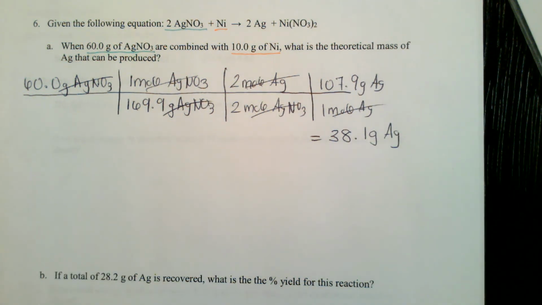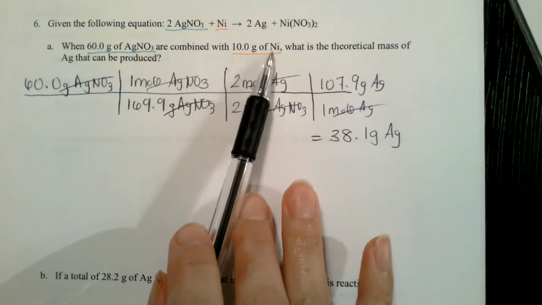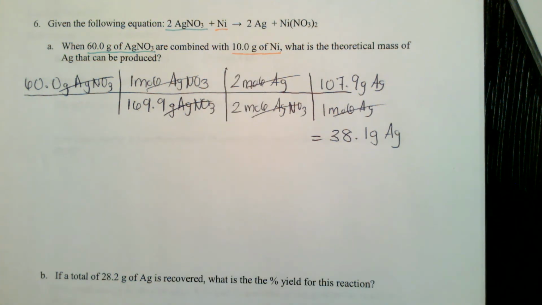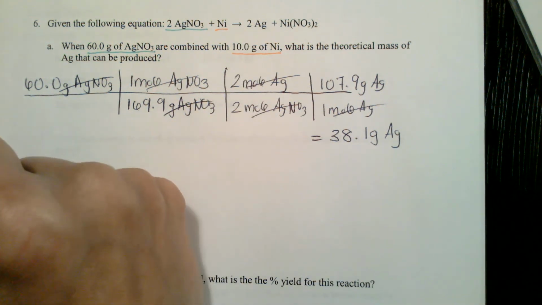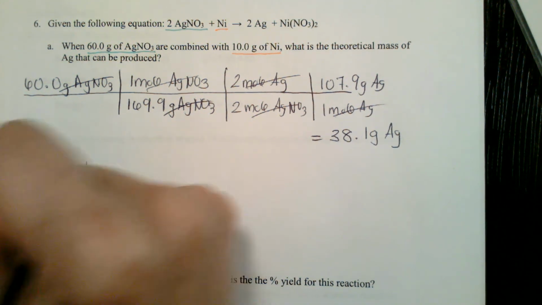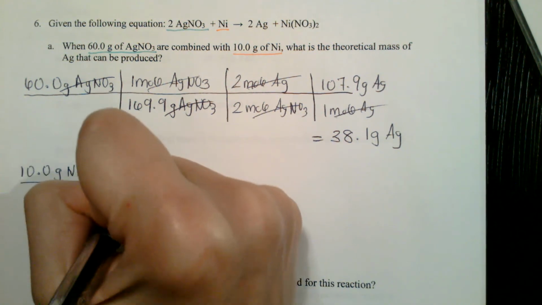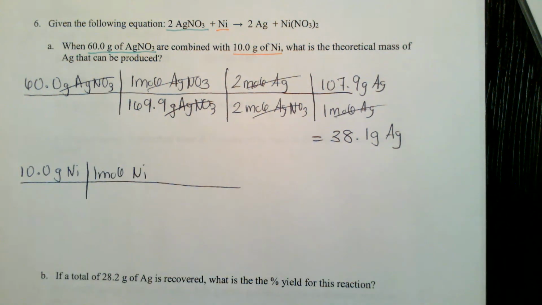Okay, so we're not quite done yet. You could box this answer and put it into Canvas and you'd have a 50-50 shot. We do need to now compare it to this. If all of this reacts, we need to see how much silver this will make. So we have 10 grams of nickel. Nickel is 58.7, so 1 mole of nickel for every 58.7 grams.